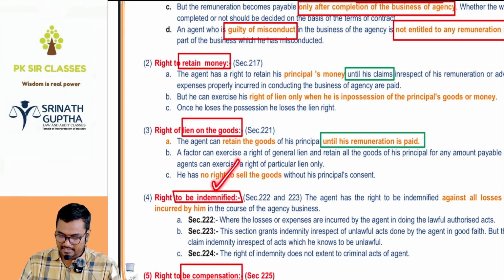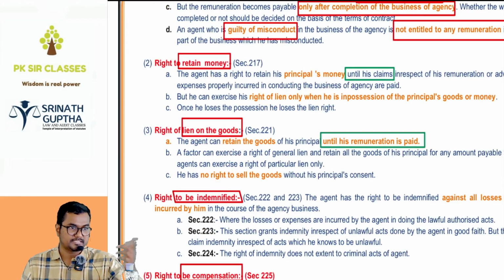And right to be indemnified. If the agent is getting any loss due to a defective title of the principal, because of my fault you are getting a loss, I have to compensate you.